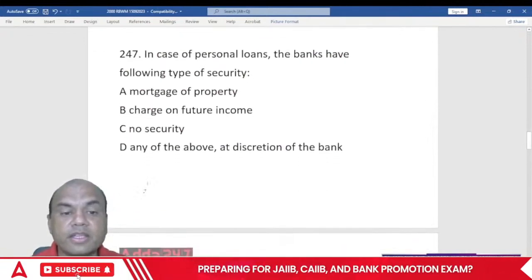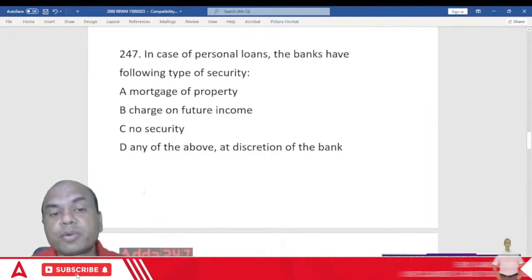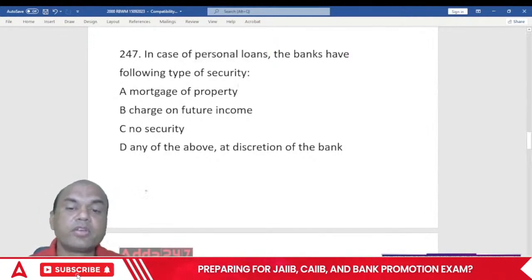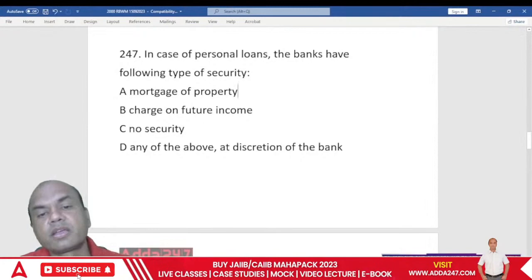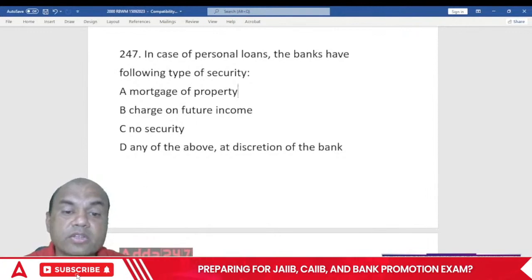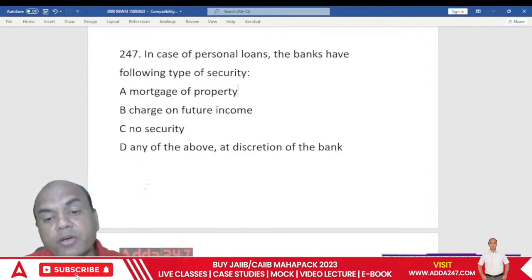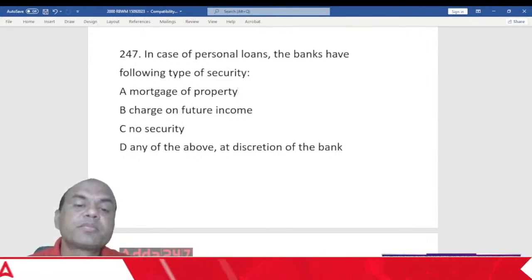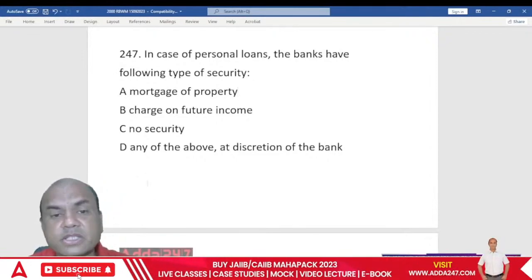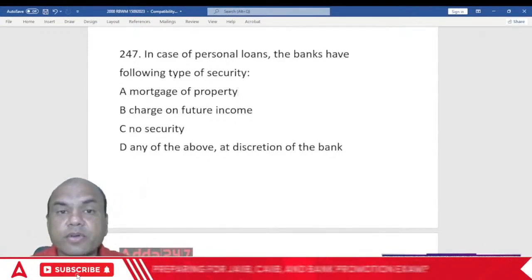Next one. In case of personal loans, banks have the following type of security. So for personal loans, what do we take as a security? Personal. Okay, PL. For personal loans, what type of security do we take? Mortgage of property, charge on future income, no security, any of the above at the discretion of the bank. So tell me, do I take the mortgage of property for a personal loan? Property is taken for which loan?